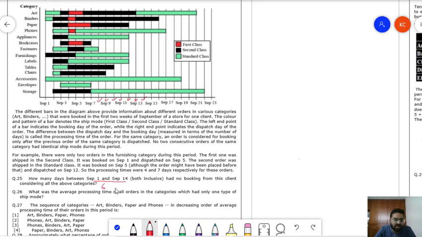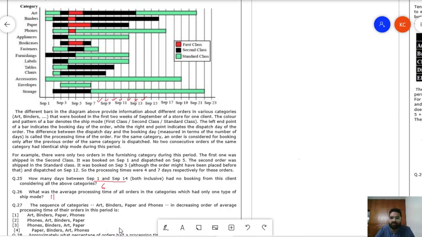So as easy as that. That is why I'll tell you the DI questions are easy. We have taken around 3 minutes to assess, and then we are solving it. Average processing time of all the orders in the category which has only one ship mode. So accessories, envelope, these are the only ones which have one ship mode. 1, 2, 18, 19, 18 plus 4, 22, so the average is 11. Similarly, we can solve questions number 27 and 28 also. So that is how we assess, and that is how we solve.